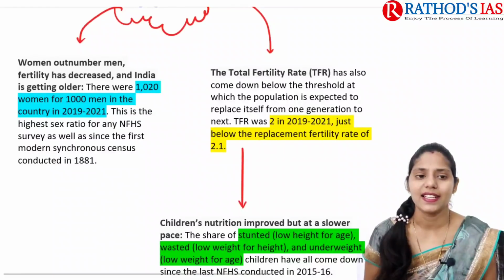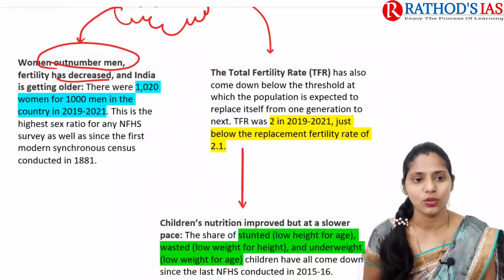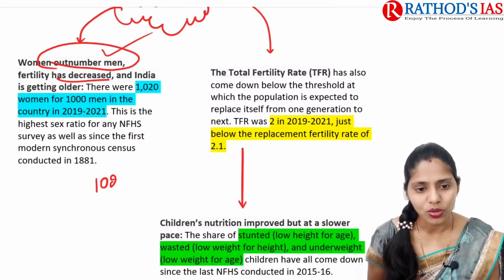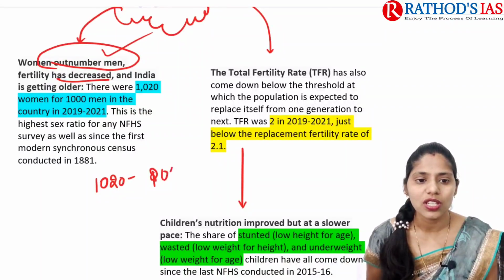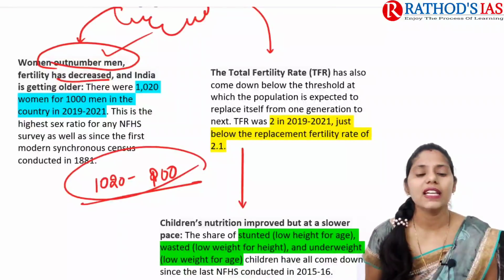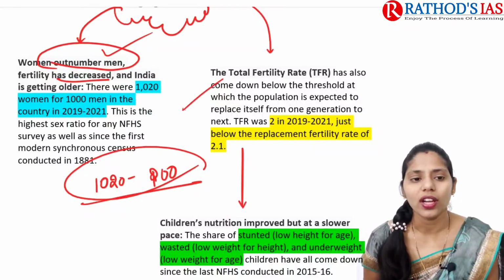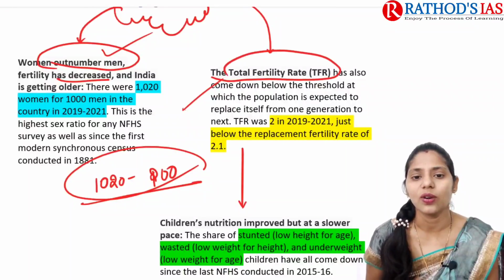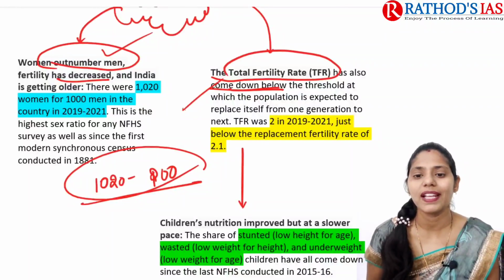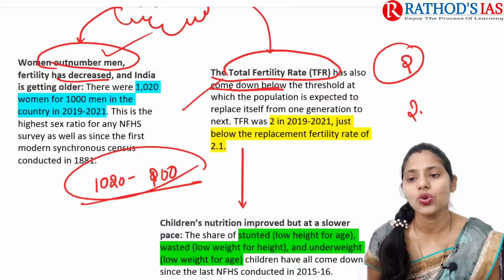So if you see some highlights, it mainly says that women outnumber men and fertility has decreased. Women outnumber men, that means we can see there are more women than men. That is 1020 women for 1000 men according to this 2019-2021 survey. And here TFR, that is total fertility rate, has decreased. It has come down below the threshold at which the population is expected to replace itself from one generation to the next generation. So in TFR it is 2, earlier it was 2.1.